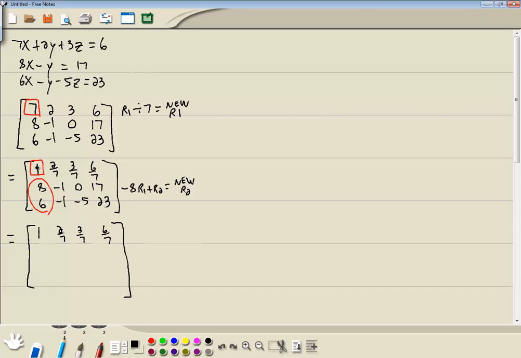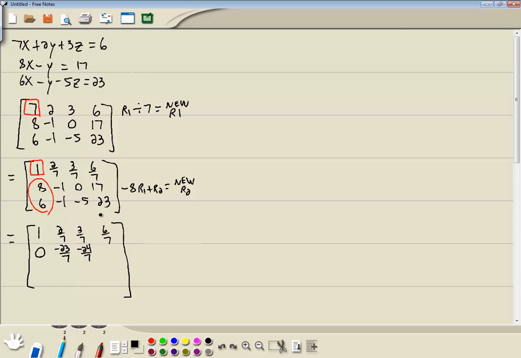Negative 8 times 1 is negative 8 plus 8 is 0. And this is what I'm plugging in my calculator. I'm going to take negative 8 times 2 sevenths and then I add the negative 1. So negative 8 times 2 sevenths, and then I'll add the negative 1. And when you get decimals, you do math, enter. And that gives us negative 23 sevenths. Now we're going to take negative 8 times 3 sevenths and add to 0. And I can almost do that one in my head. Negative 24 sevenths.